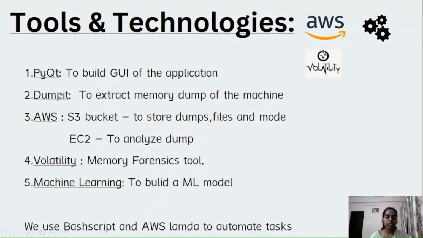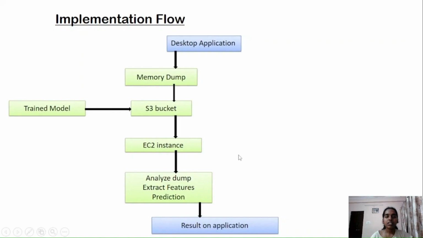Tools that I used and will be using are PyQt to build the GUI, DumpIt to extract the memory dump, and AWS. In AWS, I've used two services, the S3 bucket and the EC2 instance: the S3 bucket to store files and the EC2 instance to analyze. Volatility is a memory forensics framework tool. Machine learning is used to build my model for prediction. I've used Bash to automate tasks, and I'll be using AWS Lambda as well. This is the proposed flow of implementation that I've thought of.